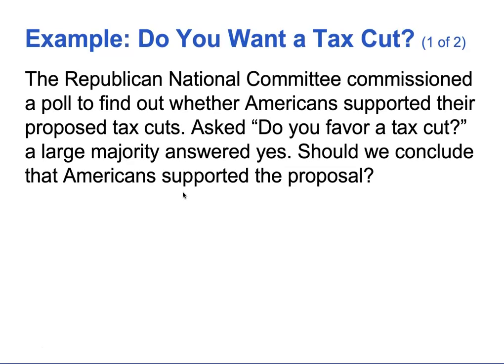An example of this is, do you want a tax cut? A Republican National Committee commissioned a poll to find out whether Americans supported their proposed net tax cuts. Asked, do you favor a tax cut? A large majority answered yes. Should we conclude that Americans supported the proposal?